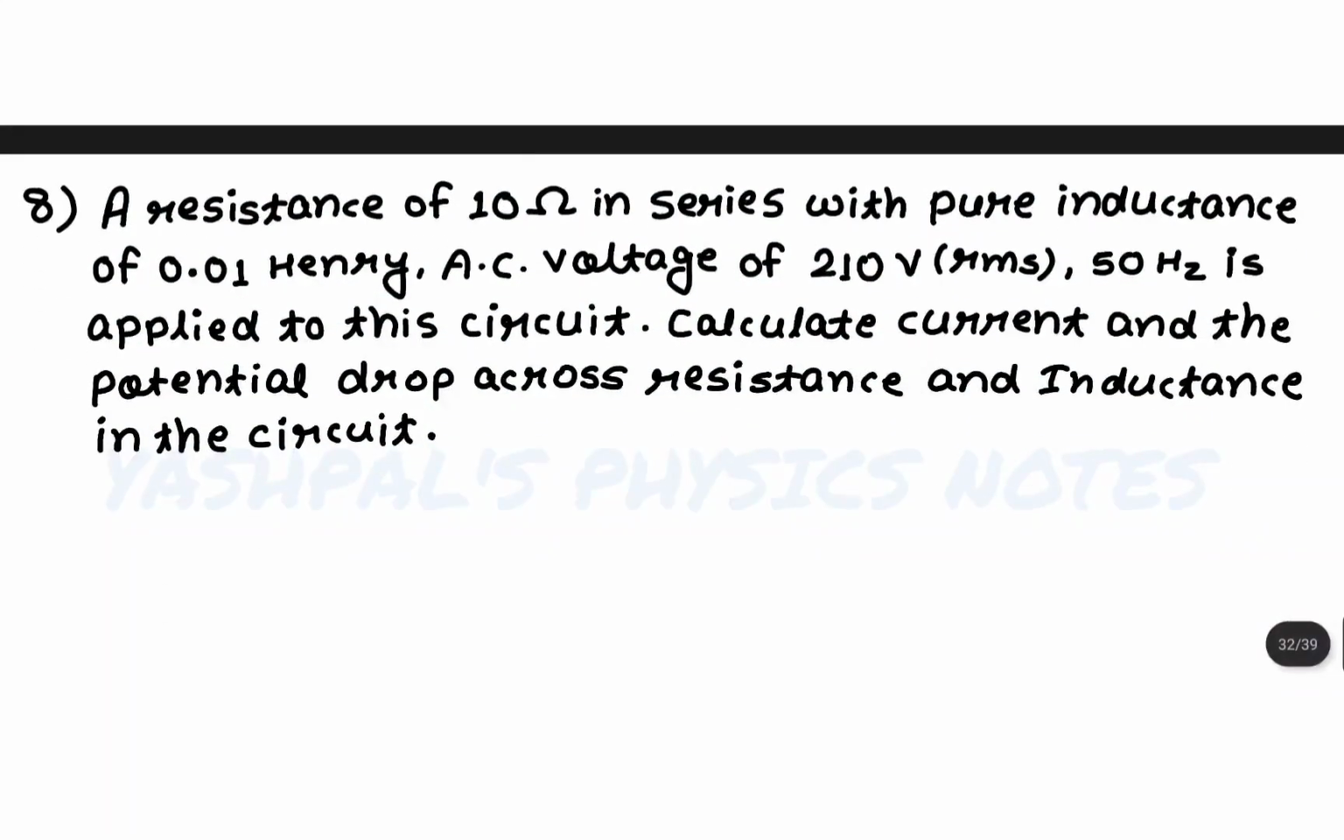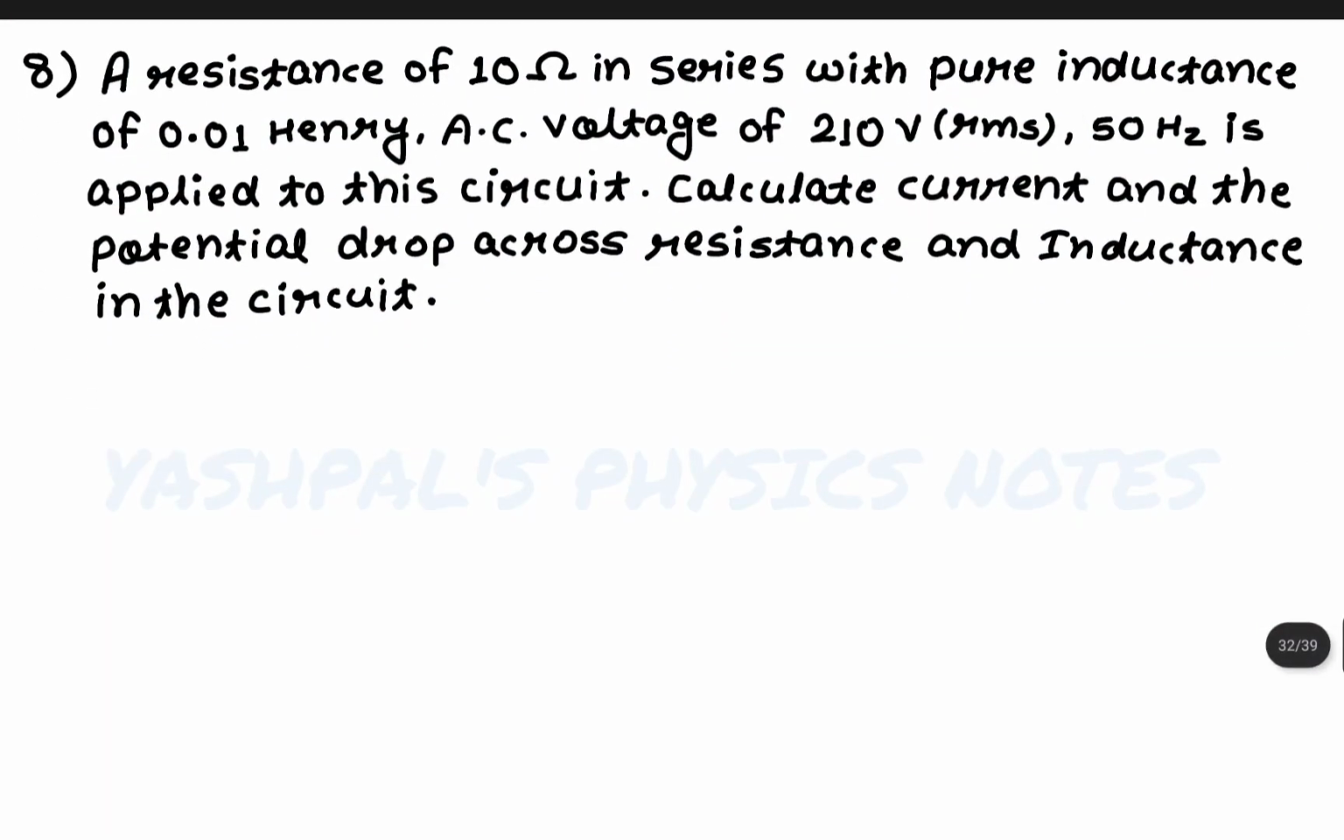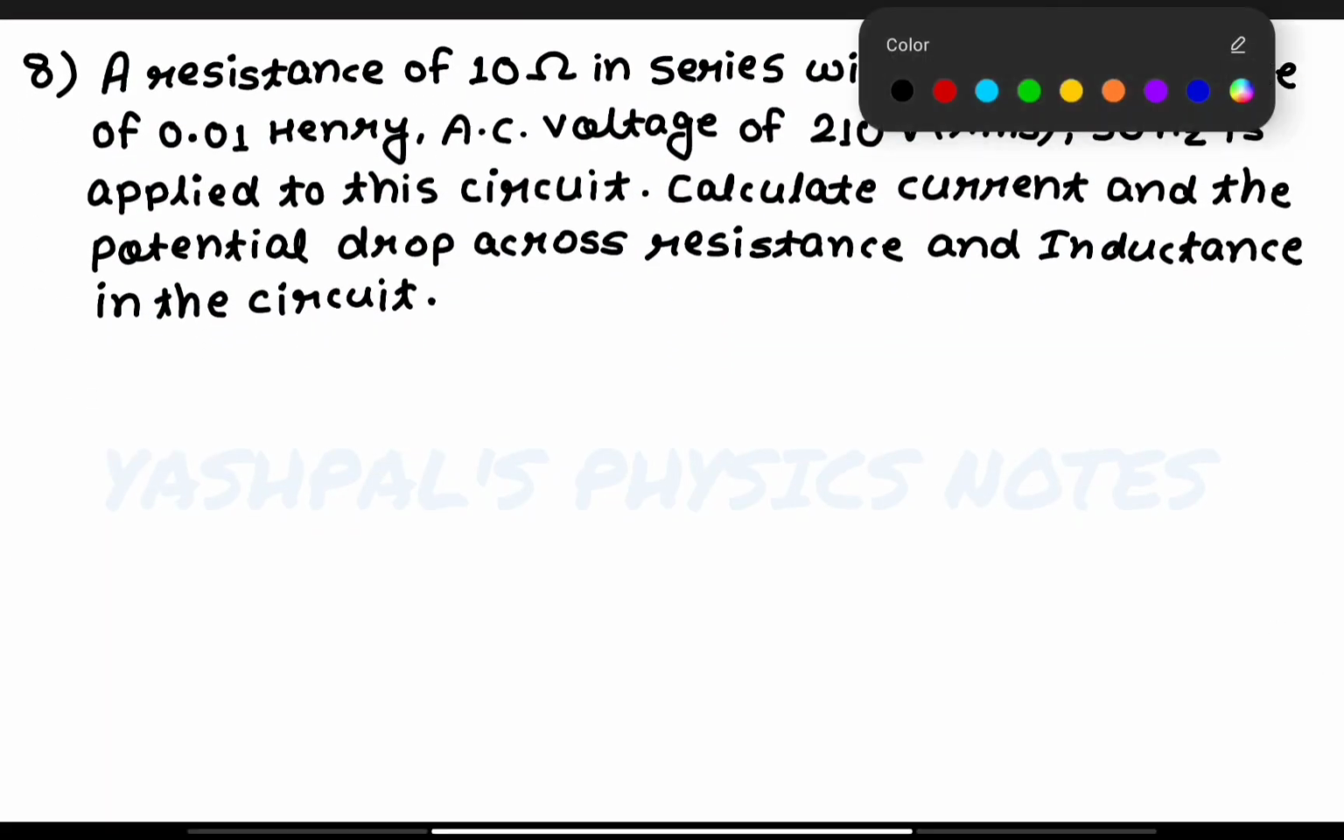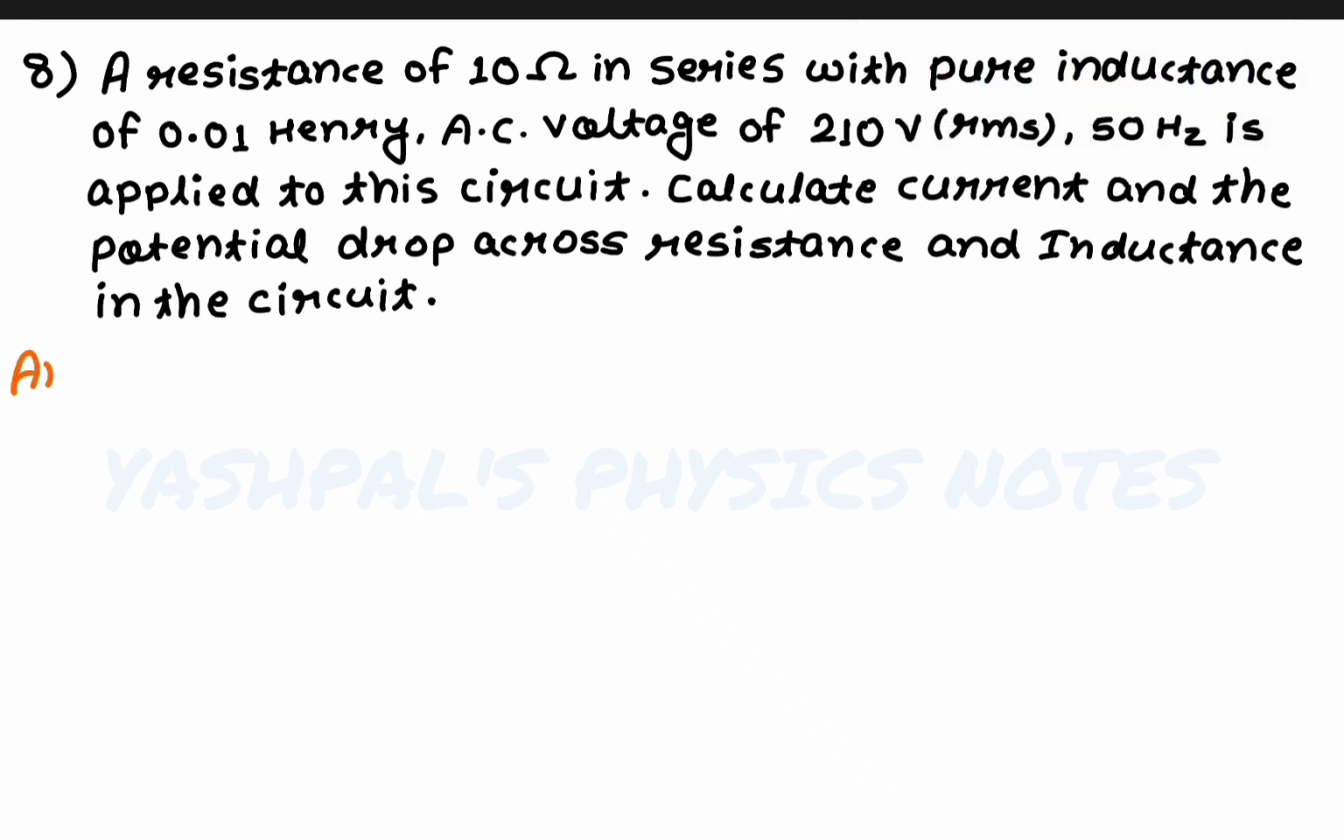Next, move to our next question. Question number 8. A resistance of 10 ohm in series with pure inductance of 0.01 Henry. AC voltage of 210 volts, that is RMS voltage, 50 Hz is applied to this circuit. Calculate the current and the potential drop across resistance and inductance in the circuit.